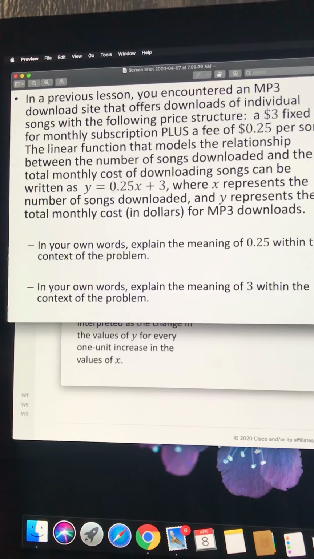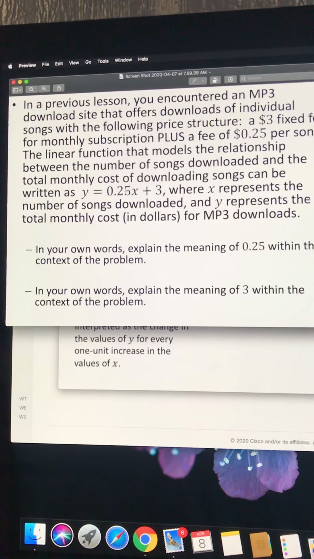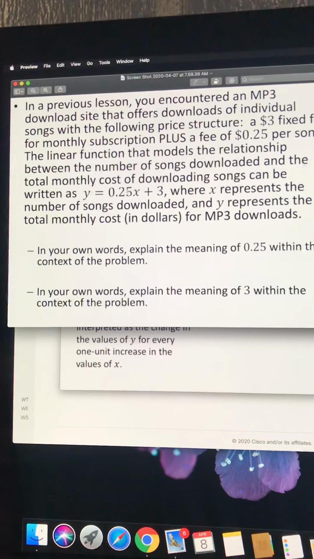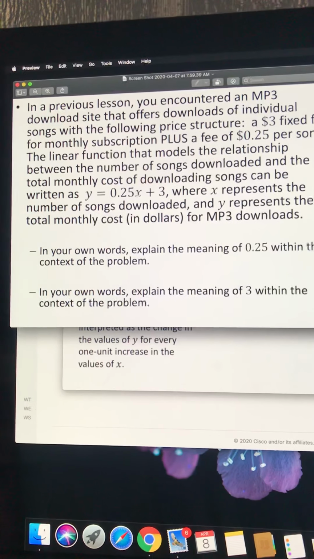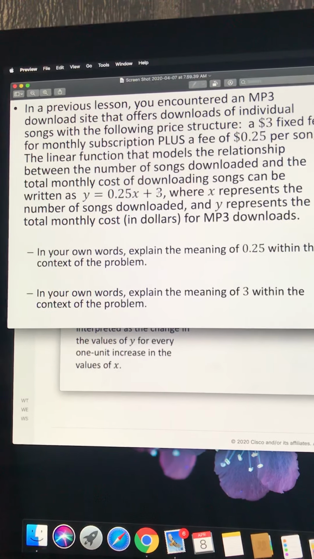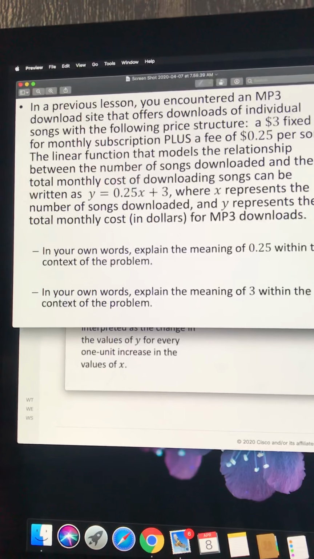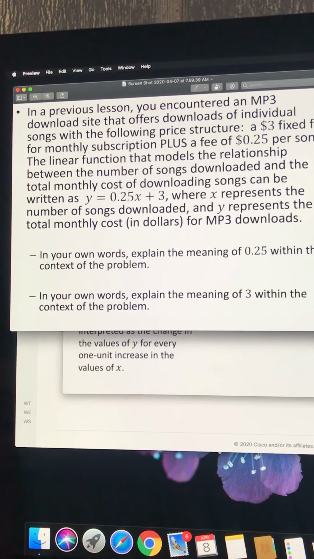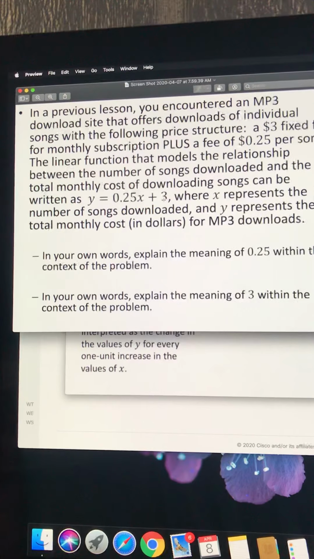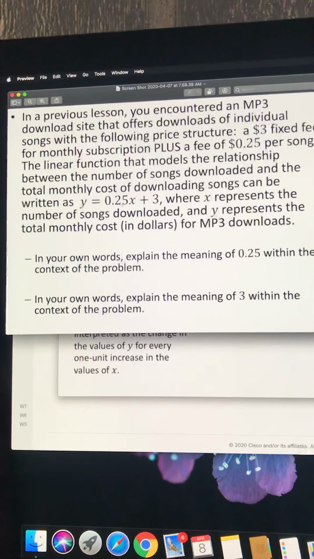So 25 cents is the rate of change. That means you're going up by 25 cents every week. $3 is the initial fee, so that's what you started out with. Even if you didn't download any songs, you would have to pay $3 per month plus 25 cents per download.